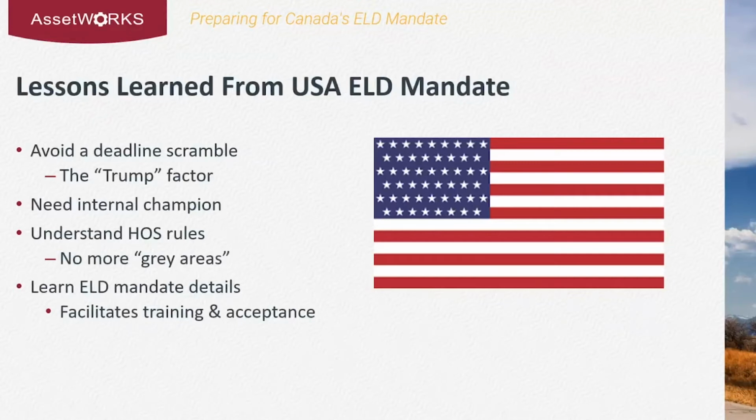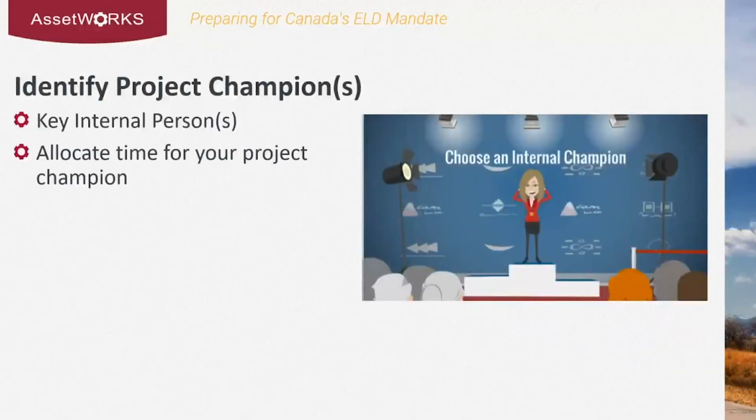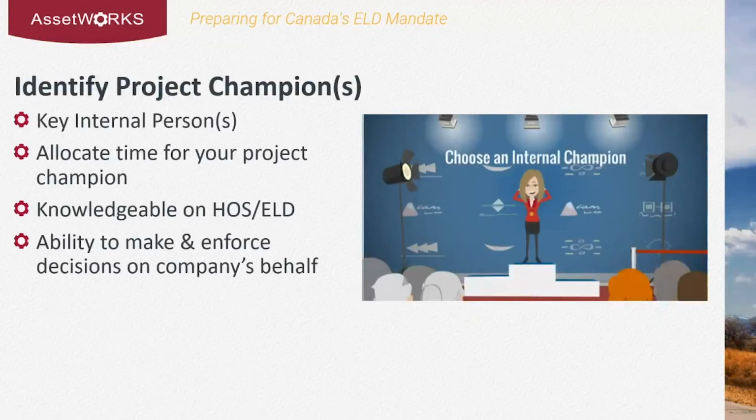So what are the roles or resources within your organization that you need to worry about? Well, first you need that product champion we talked about, right? That needs to be a key internal person, maybe multiple, depending on the size of your organization. You need to make sure you give them time to be your project champion. This is going to take some time to get up and running. Of course, after 6 months or so, it's going to take less time, but you really need that time now. You need to be knowledgeable on hours of service and the ELD mandate, and they have to be able to enforce decisions, be the project manager, and make decisions and move things forward quickly within your company.